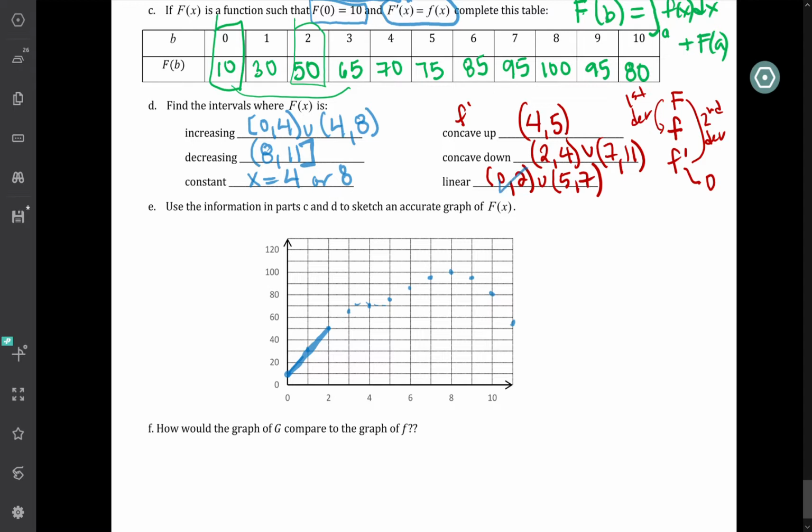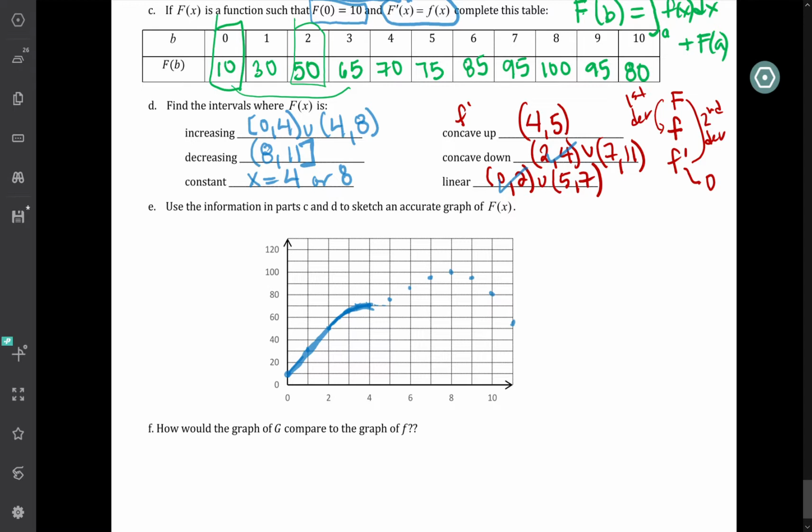From 2 to 4, we know that it's concave down. So it's going to be slightly tricky to show. But from 2 to 4, this all has bend. Downward bend. Okay. At 4, we know we have our flat spot.